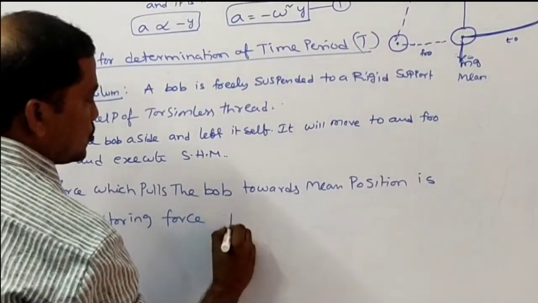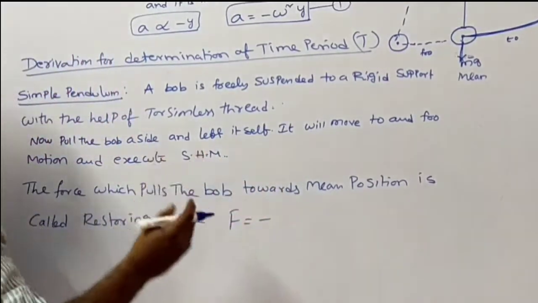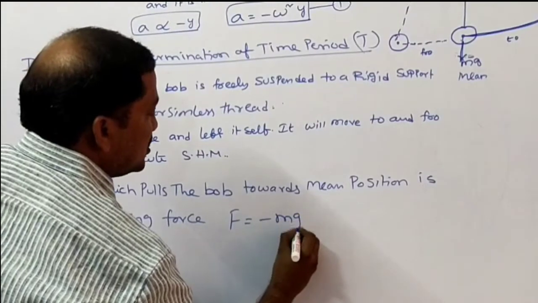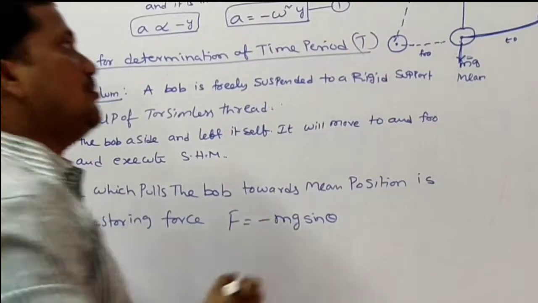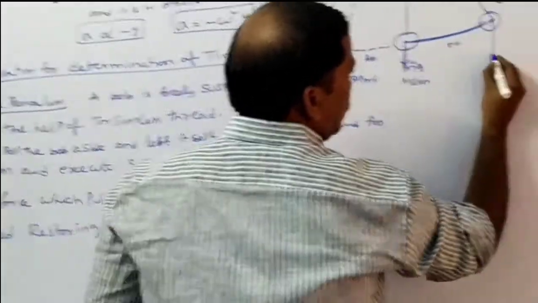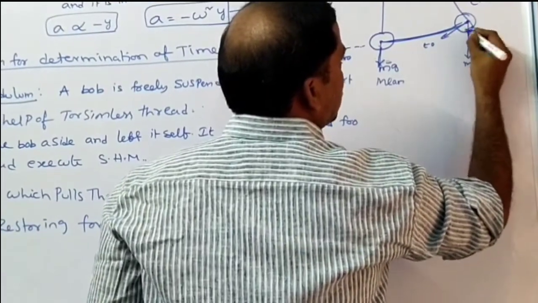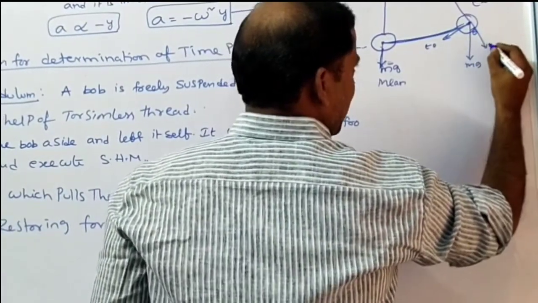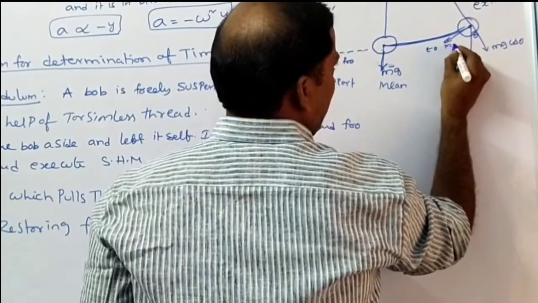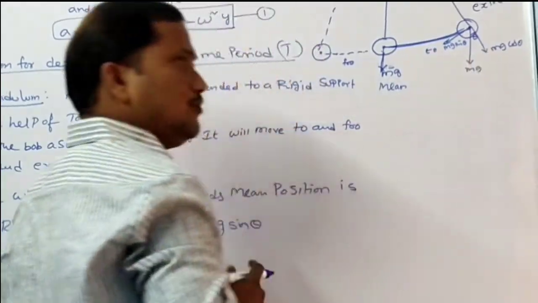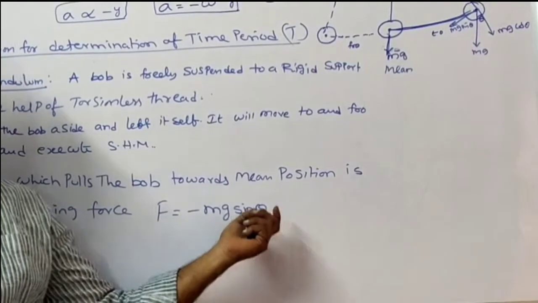As we know, the restoring force F is equal to minus, because it is an opposing force. F is equal to minus mg sine theta is the formula. How will you get mg sine theta? The downward force is always mg. It will be resolved into two components. If this is theta, this is mg cos theta and this is mg sine theta. So from the diagram, the restoring force F is equal to minus mg sine theta.